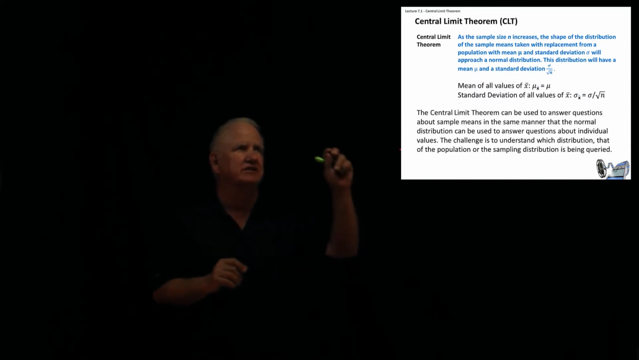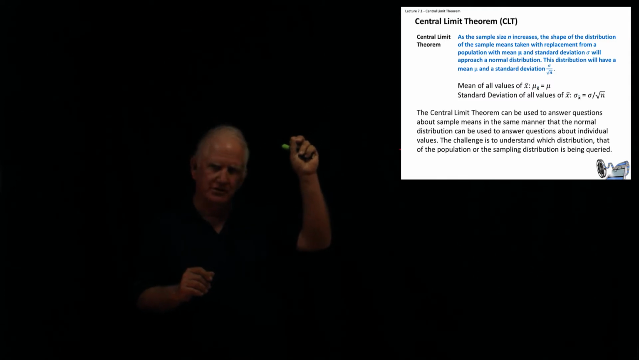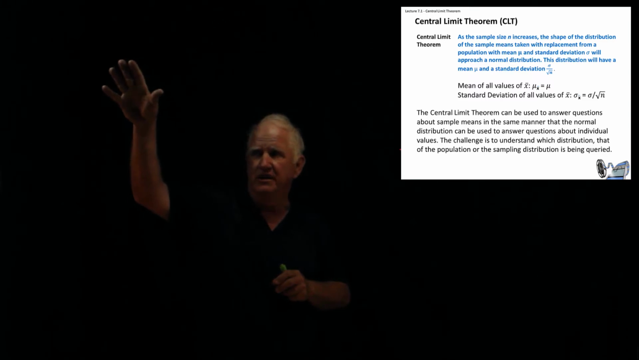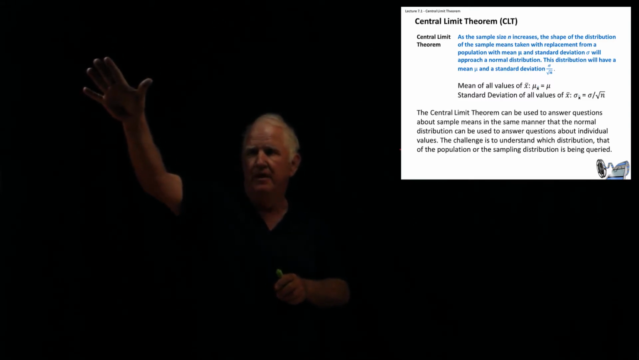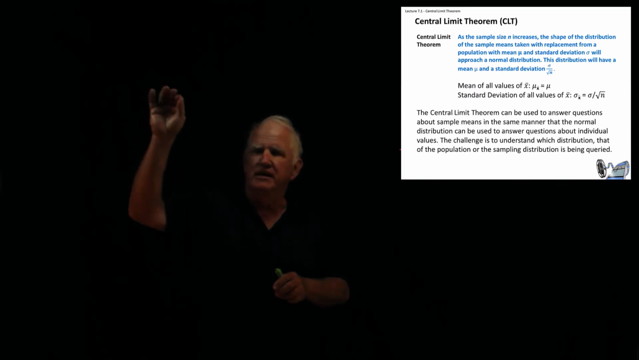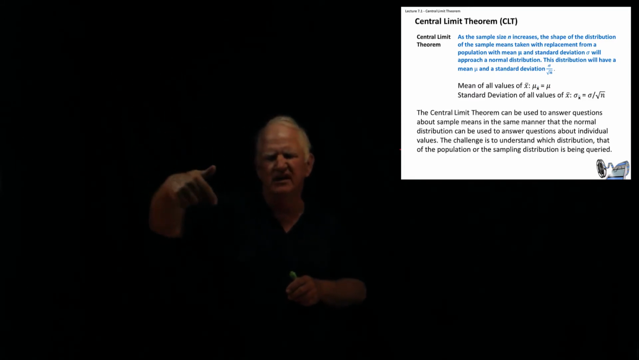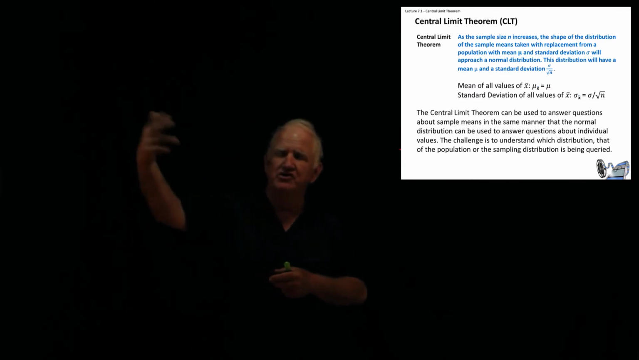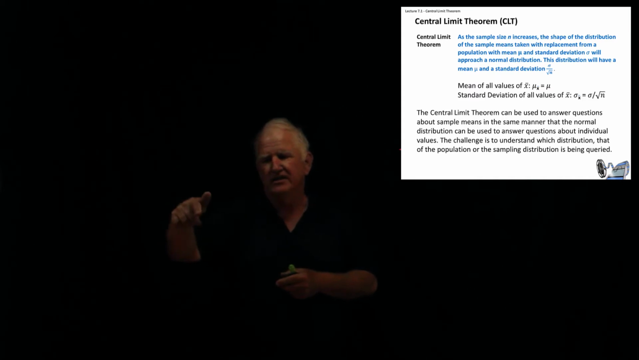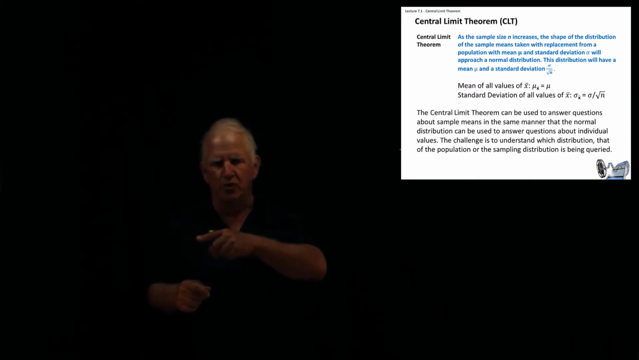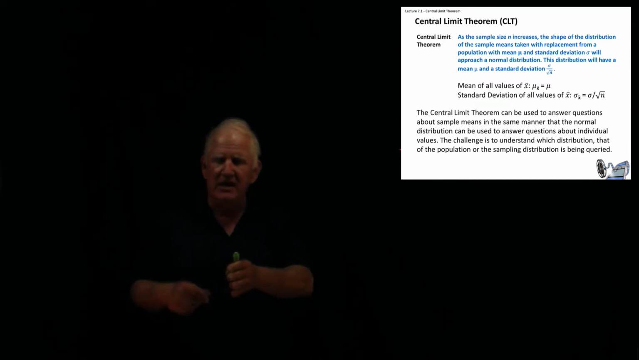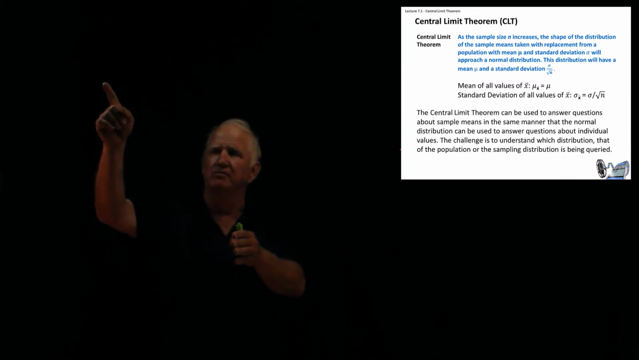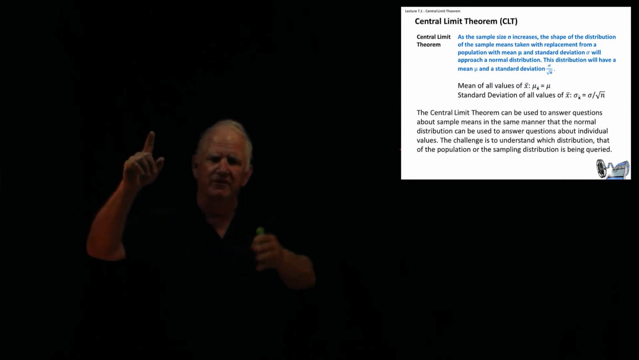What it says is this. It says that as the sample size increases from independent samples that you're taking from some population with replacement, then a secondary distribution that you create from the means of each of those samples will become normal. It will have a mean equal to the mean of this population, and it'll have a standard deviation smaller than this population by a factor of the square root of n.